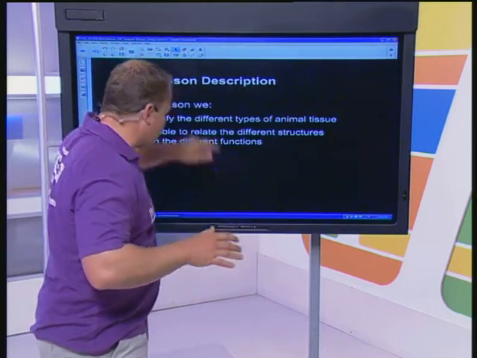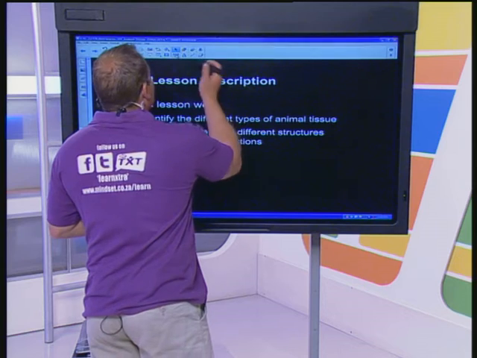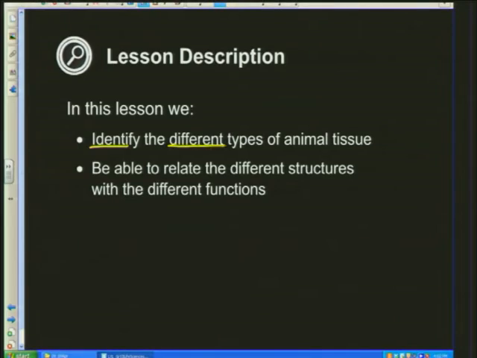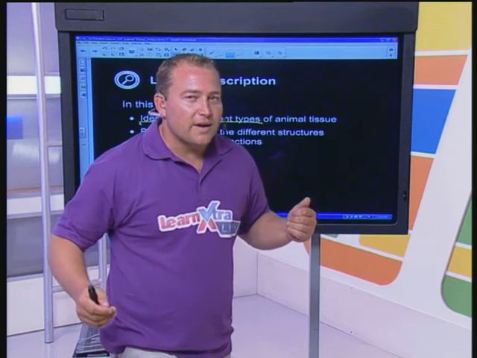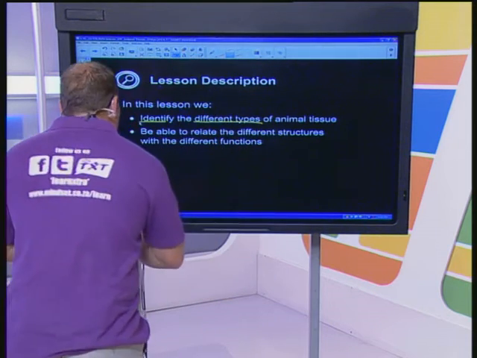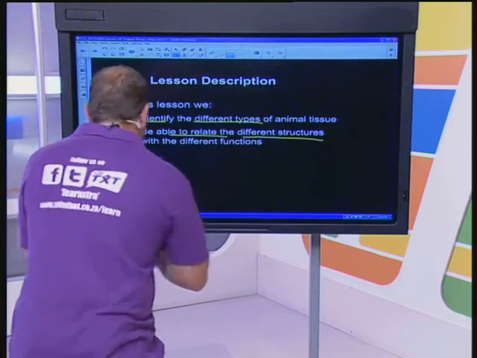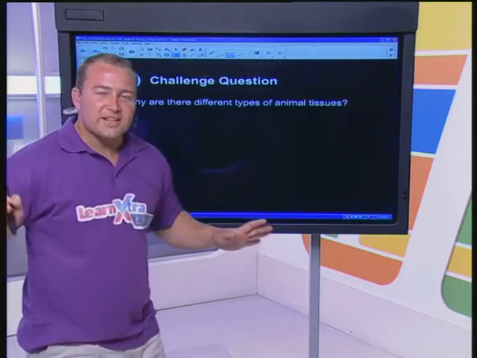What are we going to do in the show today? First thing we're going to do is identify different types of animal tissues, because you've got to identify them, because trust me, as an educator, that's what we ask. You need to identify them and be able to explain them. Then we're going to be able to relate the different structures with different functions. So what functions they have and why they have that function. So it's not too difficult. It's actually quite easy at times. Right, so here we go. Let's jump straight into it.